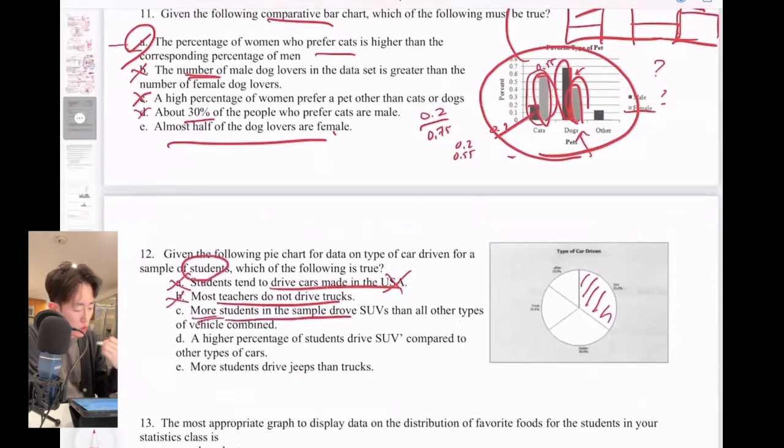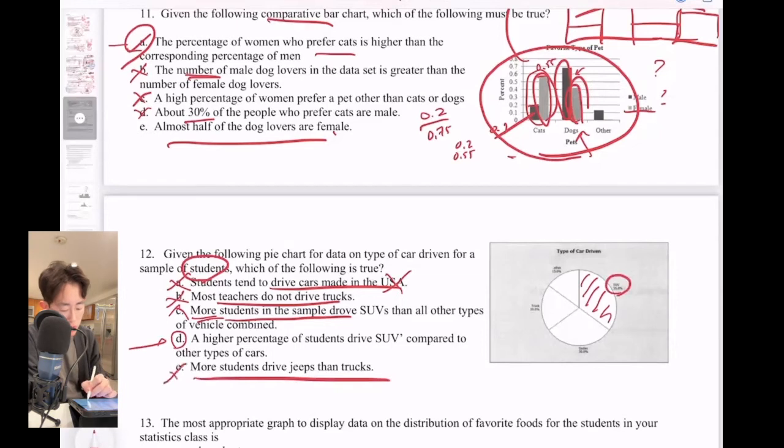First of all, we don't know how many students there are, so you can't tell me the number. What we want to say is a higher percentage of those students drive SUVs compared to all the other cars. More students drive Jeep? Again, you do not know what the numbers are. And besides, I don't know how many Jeeps there are for this one. Yeah, more students drive Jeeps than trucks?